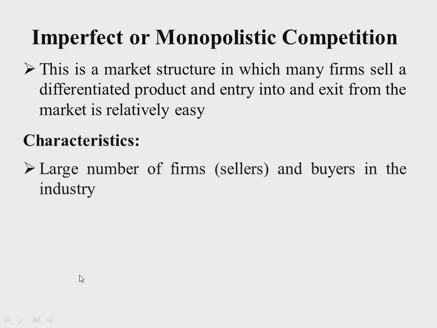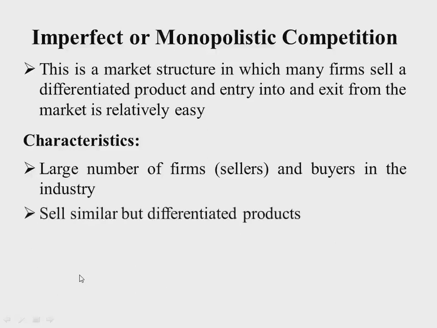Okay, so let's look at the characteristics. There are a large number of firms or sellers and buyers in the industry. And secondly, the firms sell similar but differentiated products. For example, you can talk of washing paste. So you have Boom and Bullet. The products are able to perform the same task, but they are differentiated. The way you would see Boom and the way you would see Bullet, the two are not the same per se, but they are similar. They are all washing pastes.